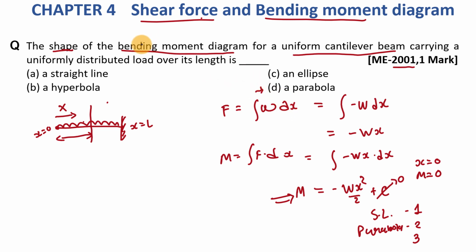Fine. Now if instead of bending moment diagram, we want to find out shape of shear force diagram, then what will be the answer? Here in the equation of shear force we can see that power of x is 1, right? So here this is the equation of straight line. So the shape of shear force diagram is straight line and shape of bending moment diagram is parabola. So here our answer is option D, and this question is for 1 mark.